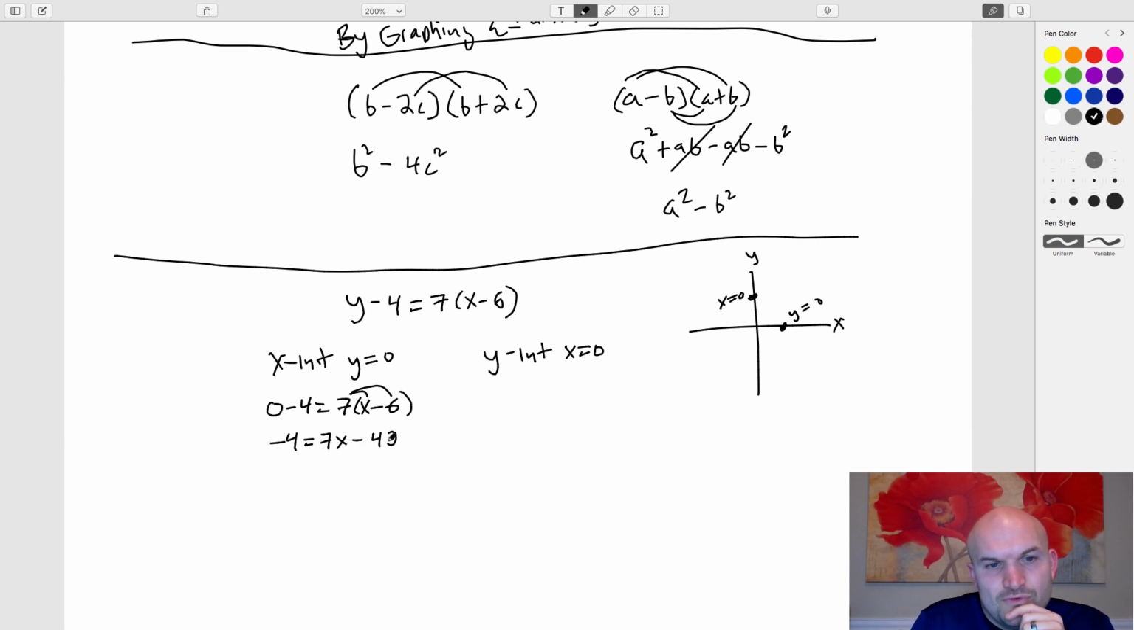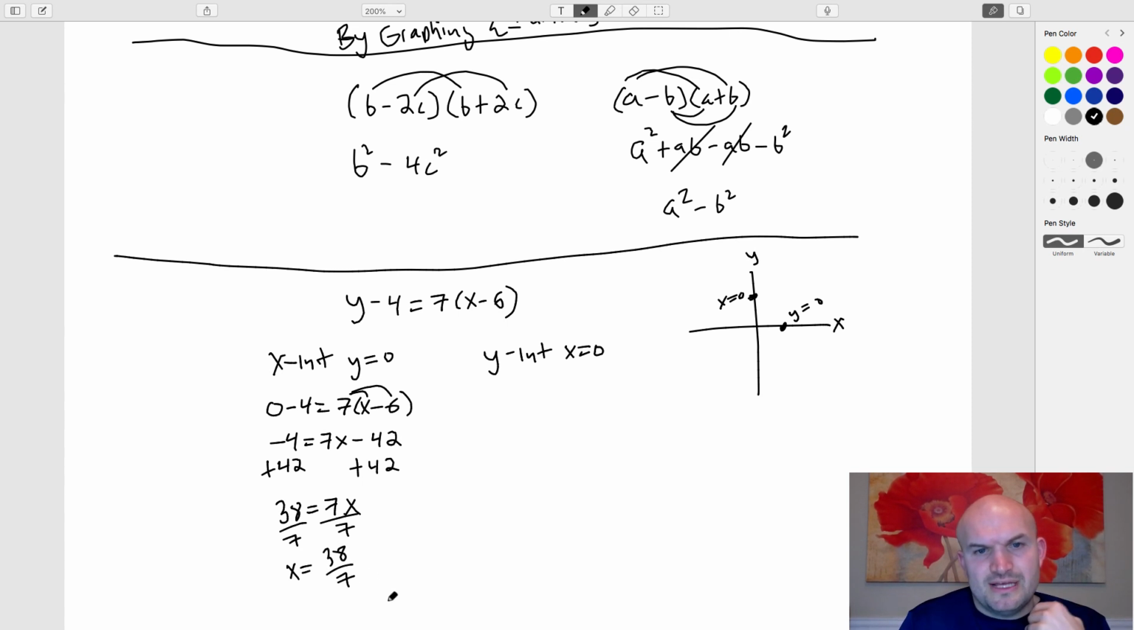Minus 42. And then let's add the 42 over to the other side. And therefore, that's going to be 38. And then just divide by 7. So x is equal to 38 over 7.